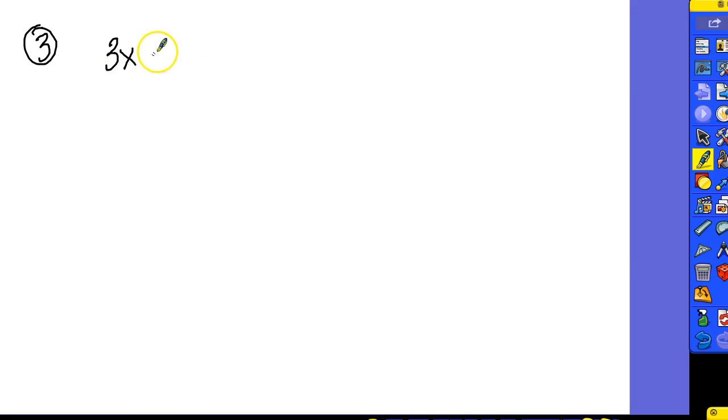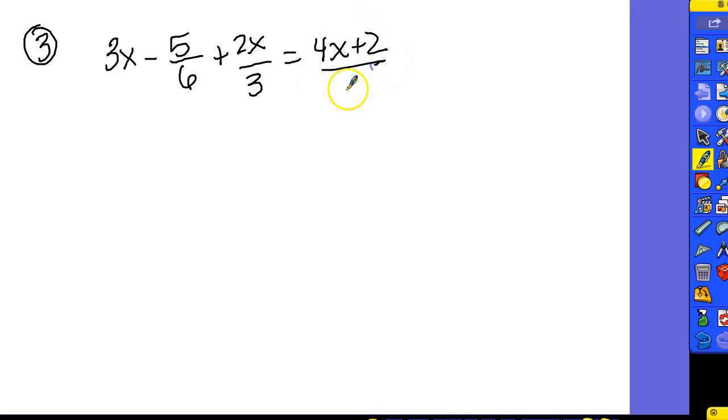3x minus 5 over 6 plus 2x over 3 equals 4x plus 2 all over 3. So I'm looking at this going, well, I don't like that format. So I'm going to use the least common denominator of 6 because I can make them all 6.